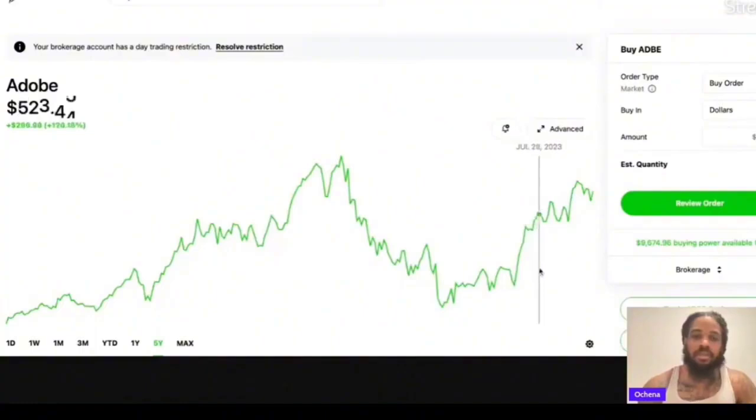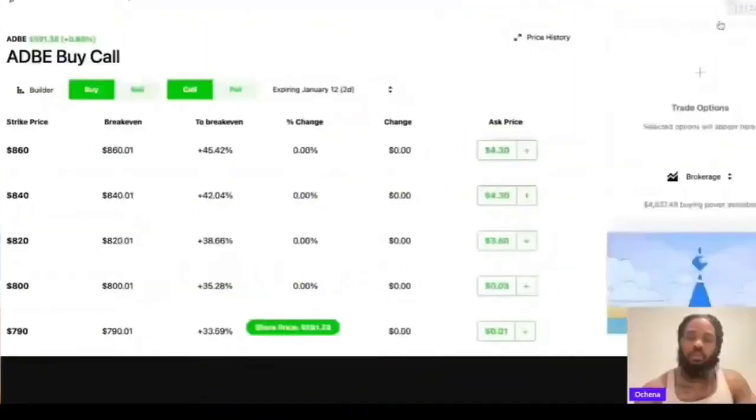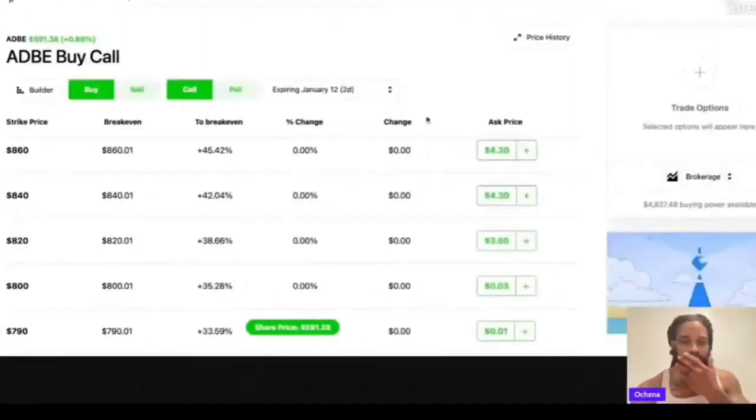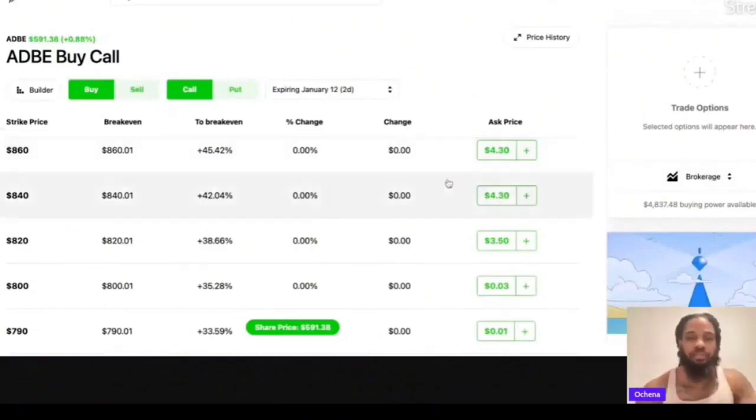So as you can see, my technical analysis paid off. After I acquired all that information about support and resistance, I pretty much came over to the option and I said I wanted to buy a call option because I'm betting that the stock is going to go up.